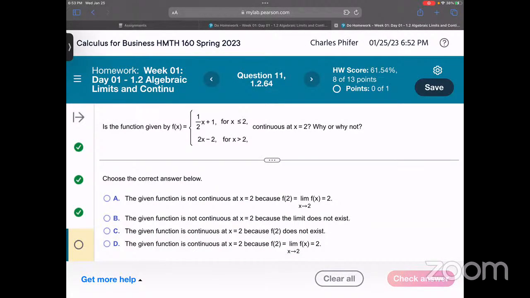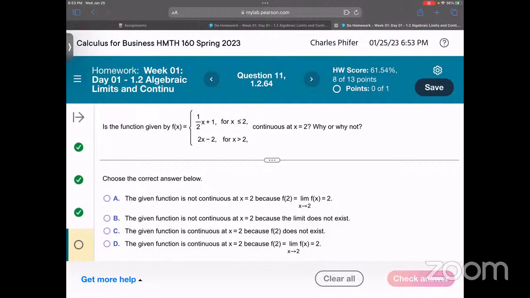Okay. So is this function continuous when x is 2? Why or why not? Again, there are 3 stipulations for a function to be continuous at a value. 1, the function has to be defined at that value. 2, the limit has to exist. And 3, the limit has to be equal to the function at that value, all right?